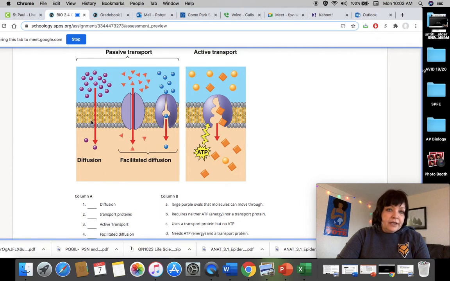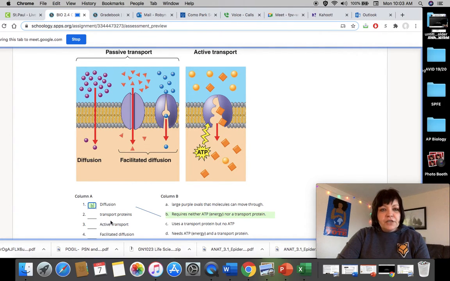Diffusion. All right, if you look up here at diffusion, you can see that it's just like things moving through. There's no protein or anything like that. And there's obviously no ATP because it's passive. So when I see that one, look at B here. It says requires neither ATP nor a transport protein. So that means you should pick that one for diffusion because it doesn't need anything. It's just going right through the membrane. So that one, don't just put my letters here because I think it makes new choices every quiz, so just be careful of that.